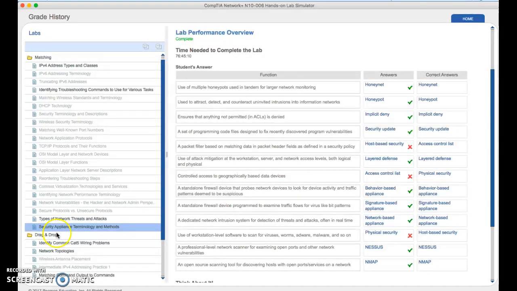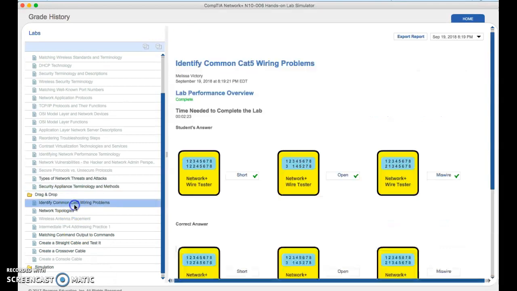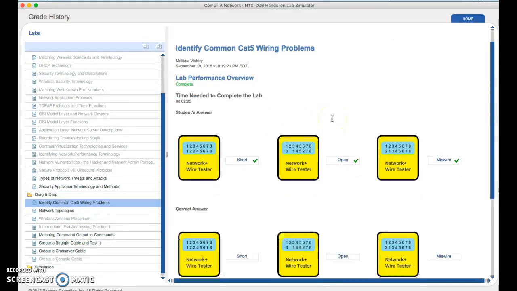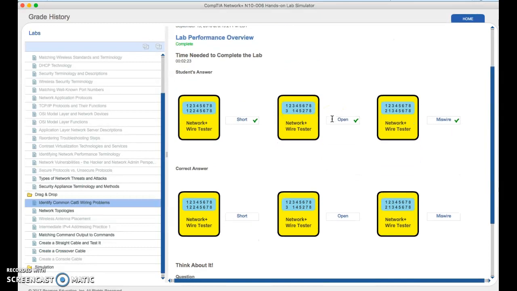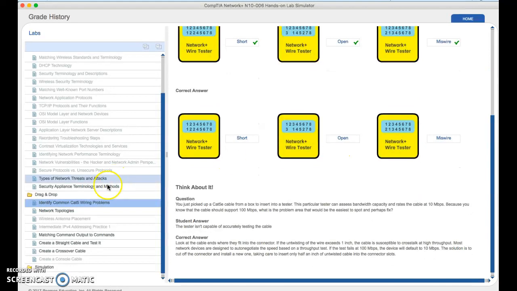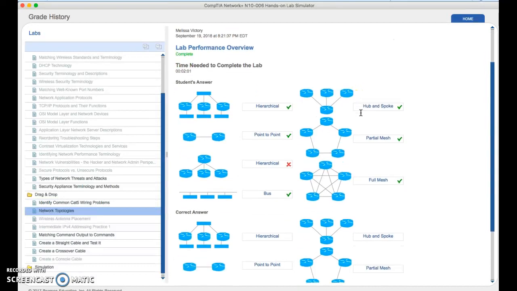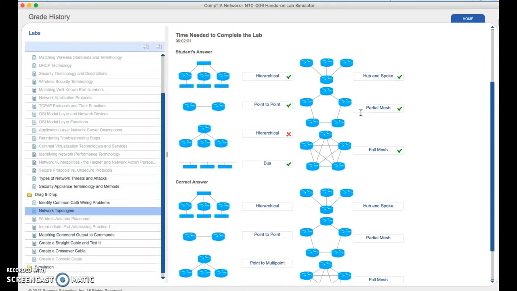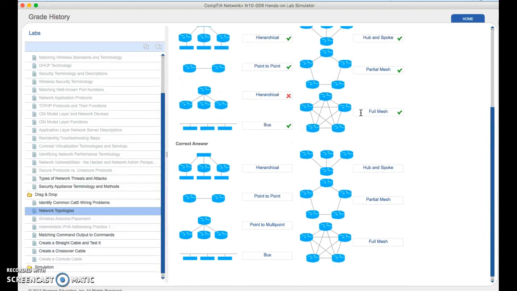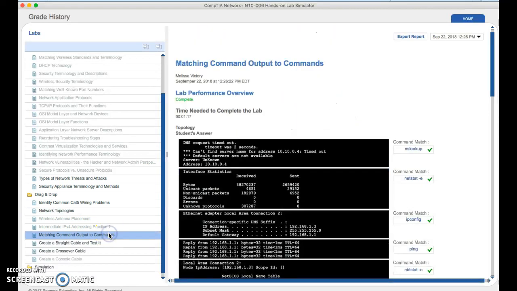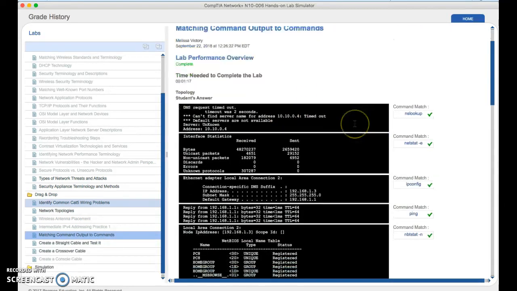Then I did the drag and drop section. I think I did pretty well here. I did the Cat5 wiring problems. It was easy for me to figure out each thing and what it was without really a whole lot of assistance. Then I did network topologies. Again, that felt fairly common sense to me, so I was able to do fairly well on that one as well.